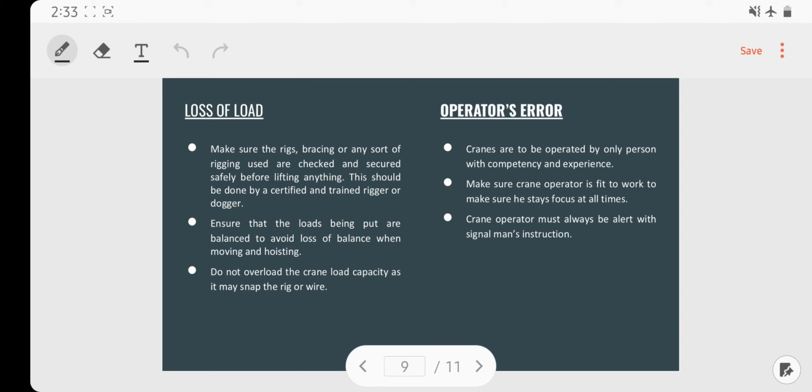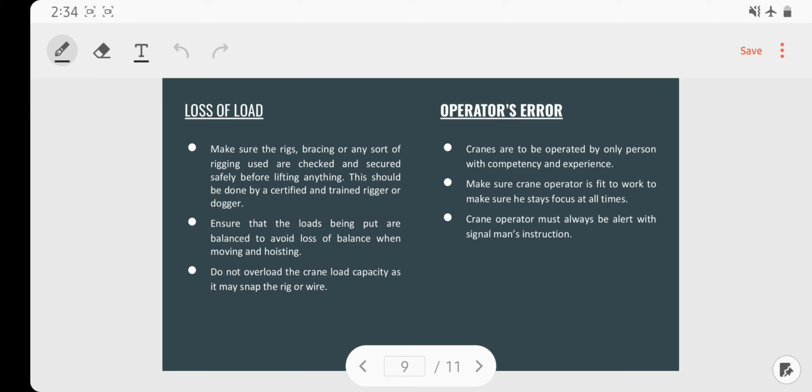Okay, and then the last one is operator's error. Operator's error is basically human error. So we have to make sure that the person operating the crane is competent and has experience in operating cranes. Competent means the crane operator must undergo a certain type of training and be approved by the authority.